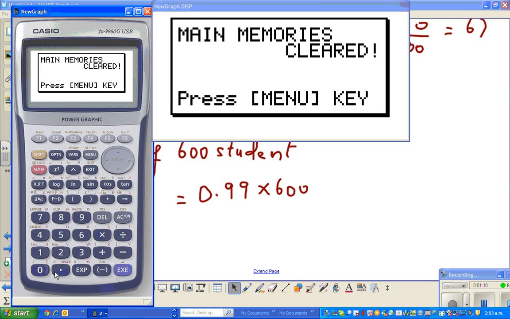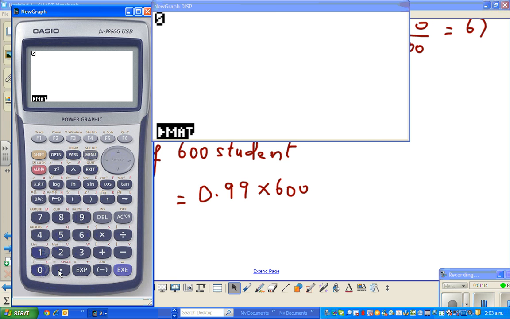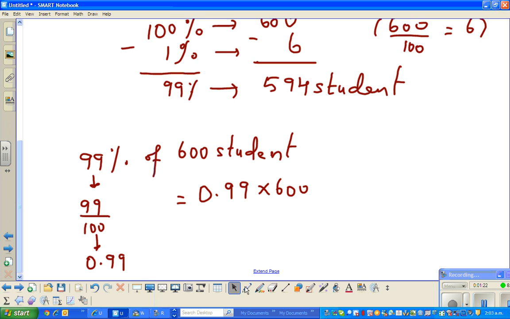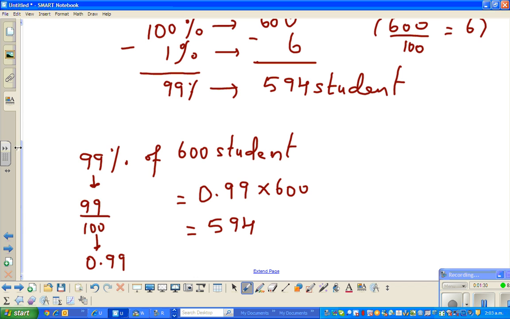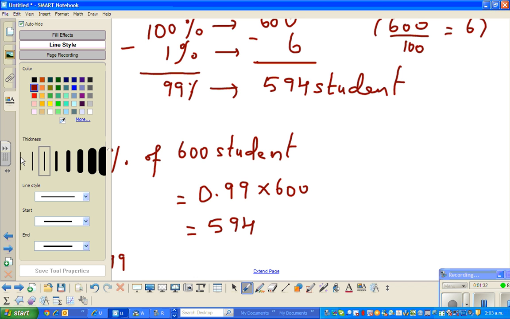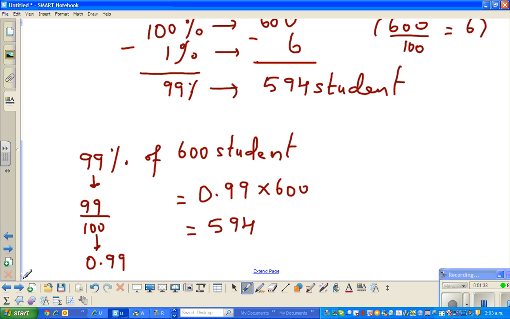You can use a calculator if you're allowed. So press menu, run, 0.99 times 600, which is 594, and that's what we got. So we have confirmed this answer in three different ways. Okay, let me change the color of my pen. I'll make it thinner. Let me take violet. Okay, the next question.